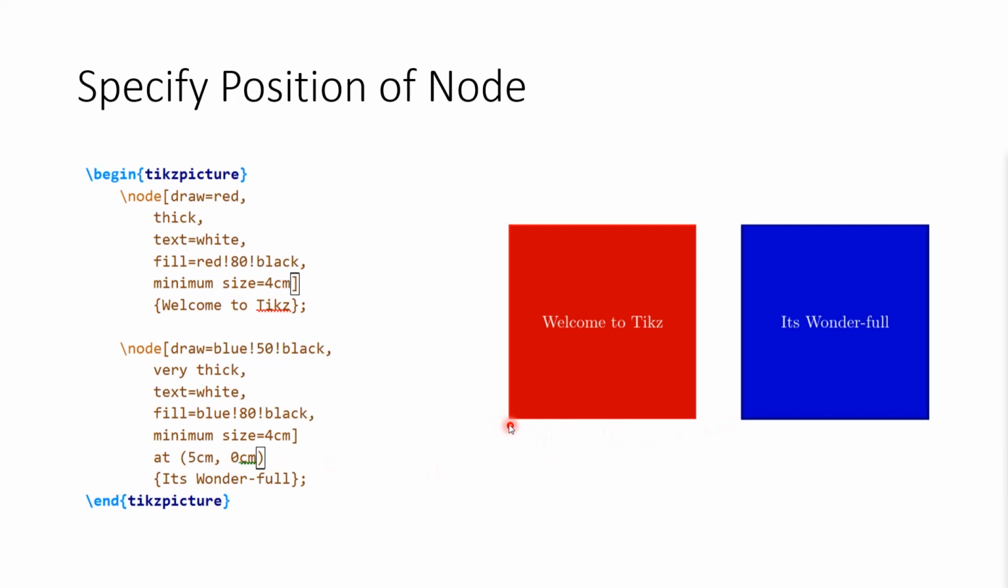The first node starts from x equal to 0 and ends at x equal to 4, and y is equal to 0. There is 1 cm of space, and the second node starts here. x is equal to 5 cm and y is equal to 0 cm. The x point is 5 and the y point is 0.